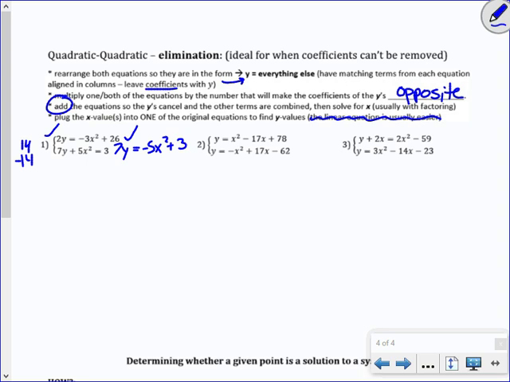So I'm going to need to multiply the top equation. How do I get 2 to become 14? Multiply times 7. I'm going to take the top equation and multiply times 7. So that would give me 14y, -21x squared.